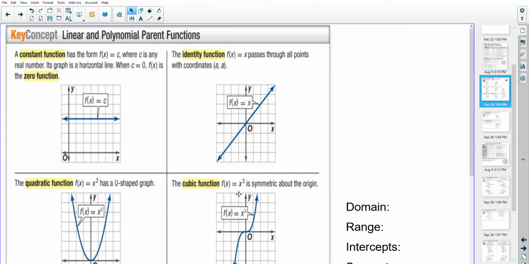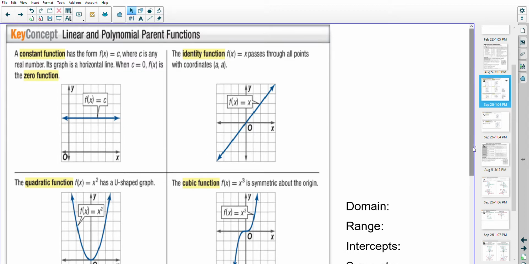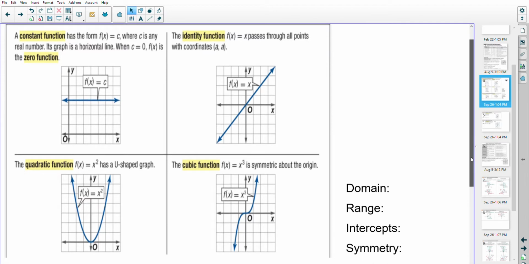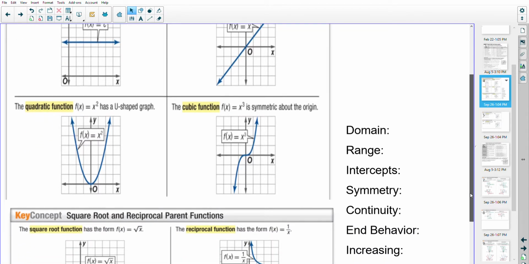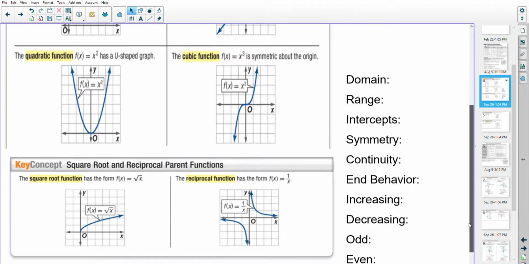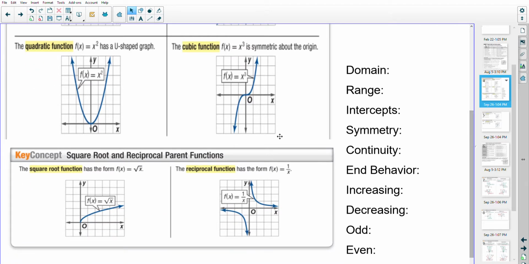I have a picture of each of these graphs, and as you can see, the basic ones are shown on the left. And what I'd like to do is talk about characteristics of some of these graphs. For example, I'd like to look at the cubic and reciprocal function. So what I'm going to do is write down the domain and range of the cubic function.